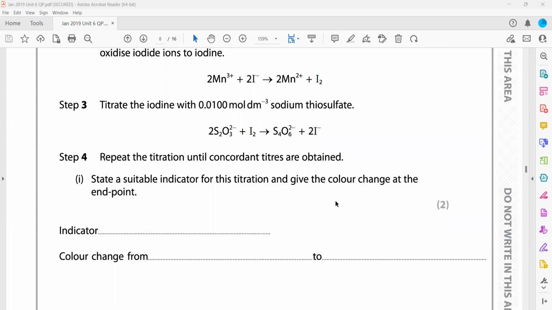State a suitable indicator. Usually whenever iodine is there, we use starch as an indicator. In the beginning, if iodine is present, it will be blue-black or purple. And when iodide ion is there, it will be colorless. So in the beginning, we will have iodine molecule, so this will be blue-black, and this will be colorless. So the indicator we use is starch for iodine, and the initial color will be blue-black, whereas the final color will be colorless.